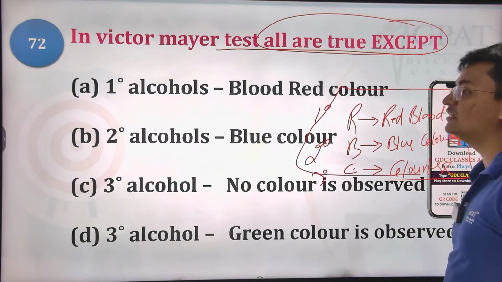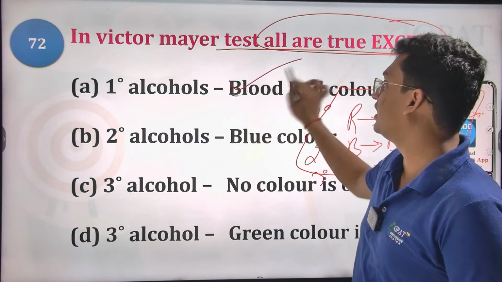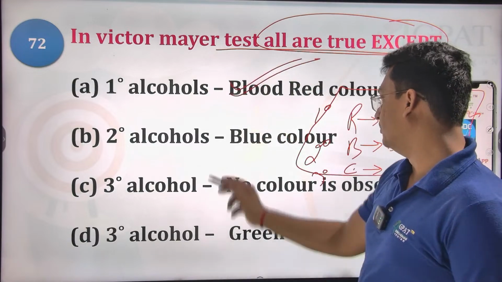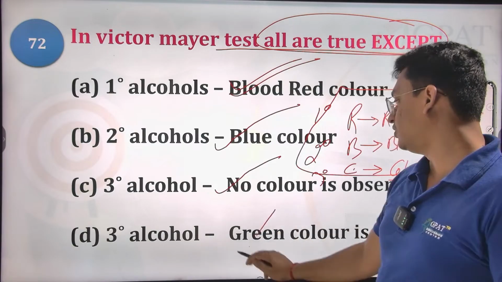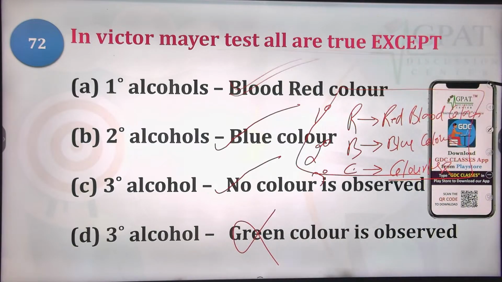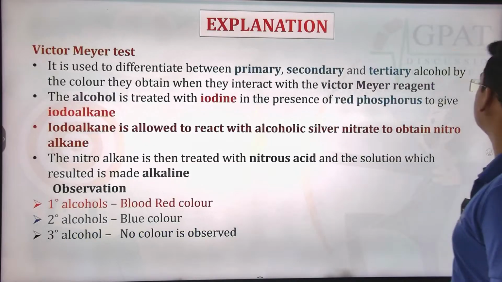1 degree, 2 degree and 3 degree, RBC in the Victor-Meyer test. So 1 degree gives blood red color, correct. 2 degree blue color, correct. 3 degree no color, colorless, okay. 3 degree green color, no. We are having RBC, so D is incorrect. All are true except, so D is not true.